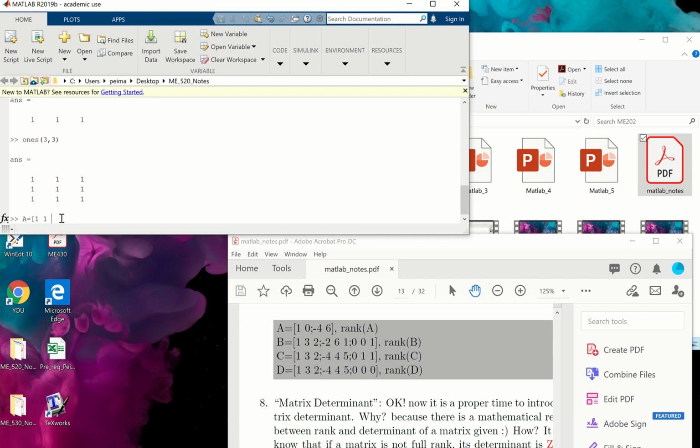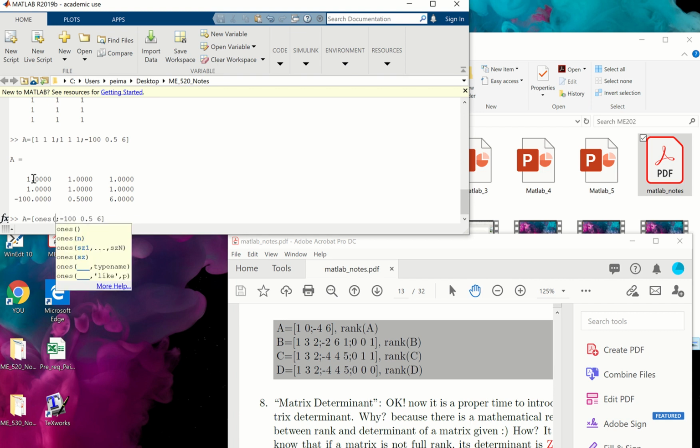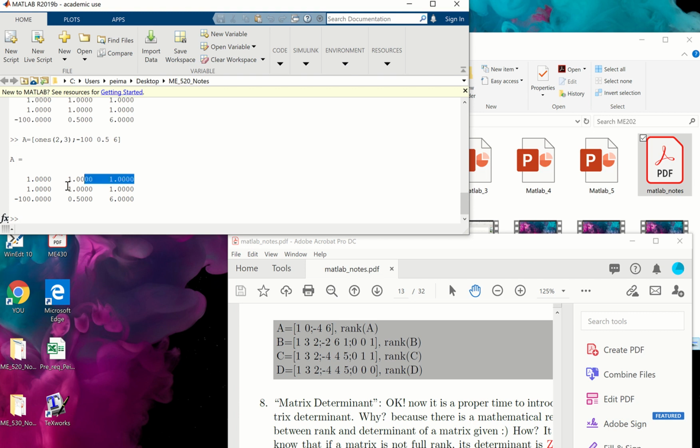Suppose that you have this matrix, 1 1 1 and 1 1 1, and then minus 100, 0.5 and 6. This is the 3 by 3 matrix that we have. But you can use ones here. How many rows of ones do we have? We have 2 rows of 1 and 3 columns. So ones(2,3), and the result is again the same as before. This matrix is equal to this matrix, that's right. So these are the things that are good to know, these kinds of commands.